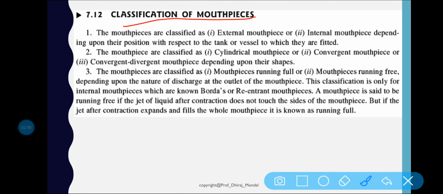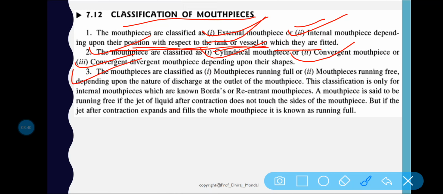Now let us discuss the classification of mouthpiece. The mouthpiece is classified as external mouthpiece and internal mouthpiece, depending upon their position with respect to the tank or vessel. Next, it can be classified into three types: cylindrical mouthpiece, convergent mouthpiece, or convergent divergent mouthpiece, depending upon their shape.